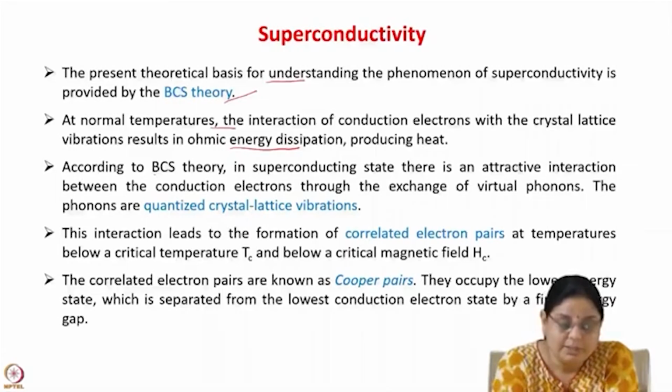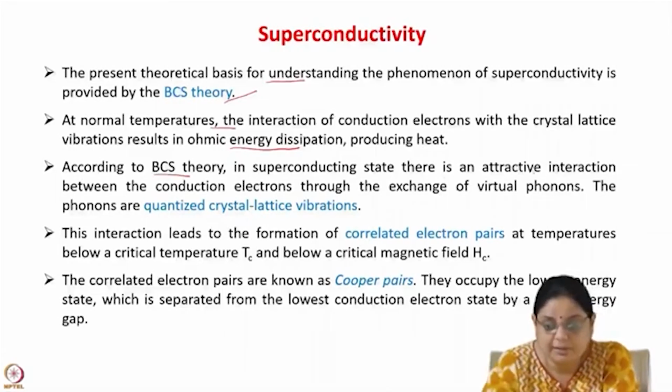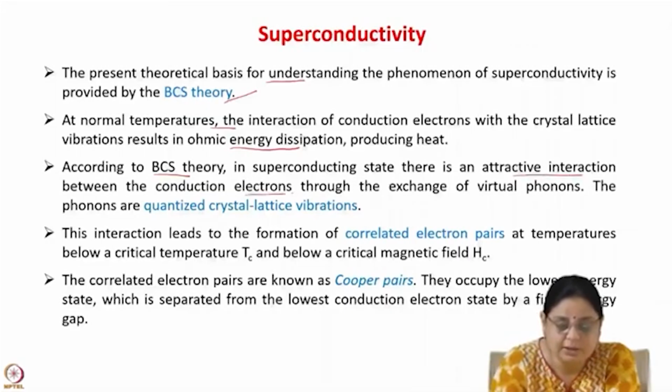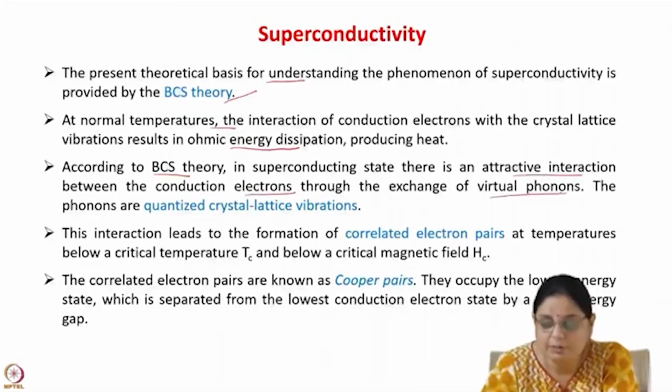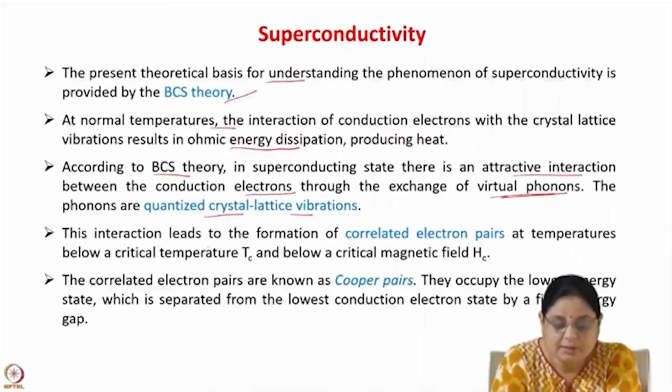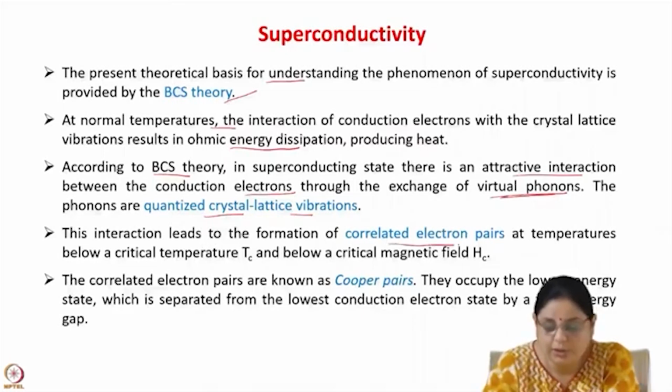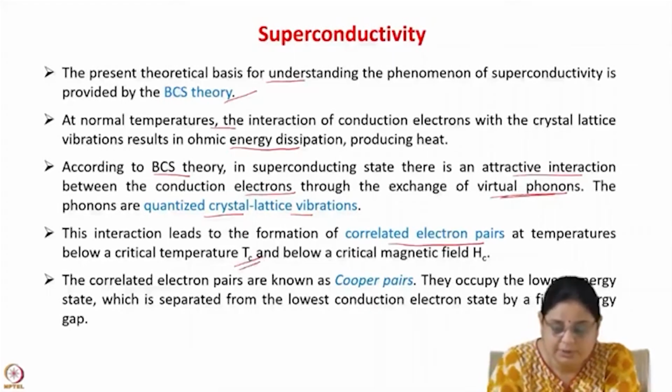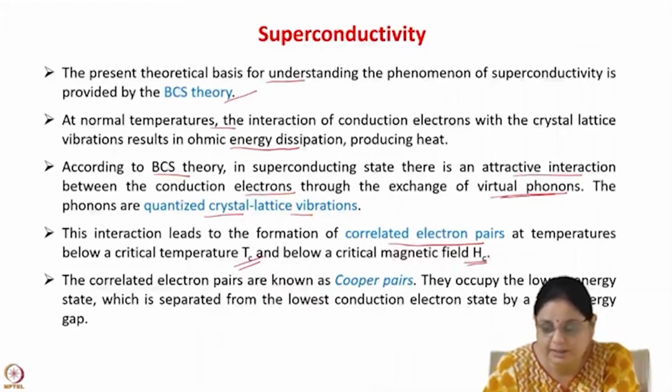According to the BCS theory, in the superconducting state, there is an attractive interaction between the conduction electrons through the exchange of virtual phonons. And what are phonons? They are quantized crystal lattice vibrations. This interaction leads to the formation of correlated electron pairs at temperatures below a critical temperature and below a critical magnetic field. So below a certain temperature and a certain magnetic field, the electrons form correlated electron pairs, and these are known as Cooper pairs.